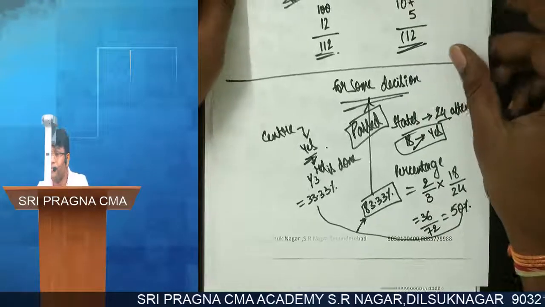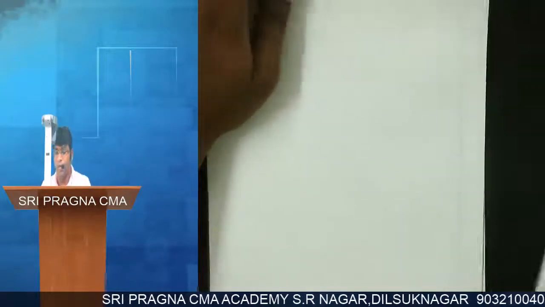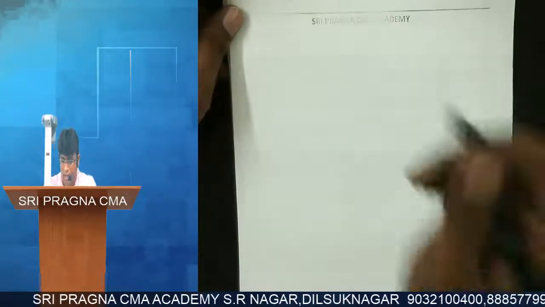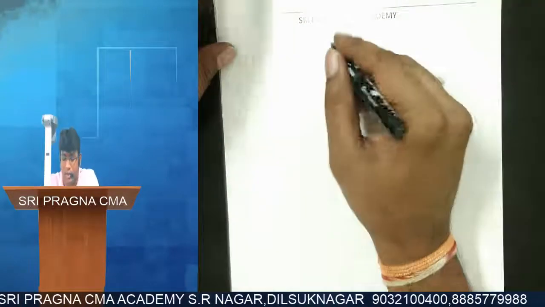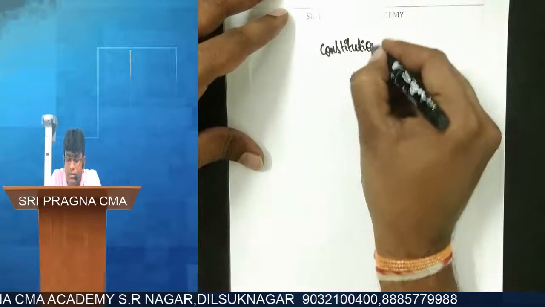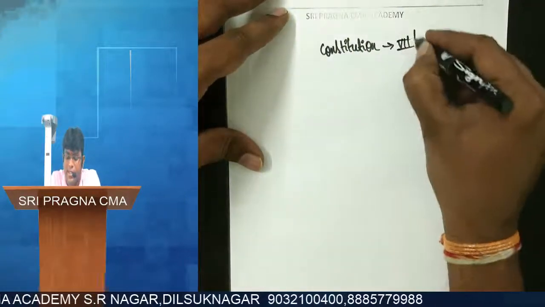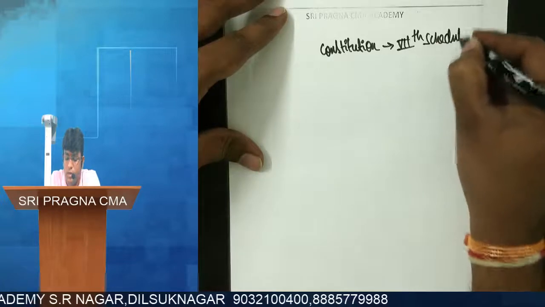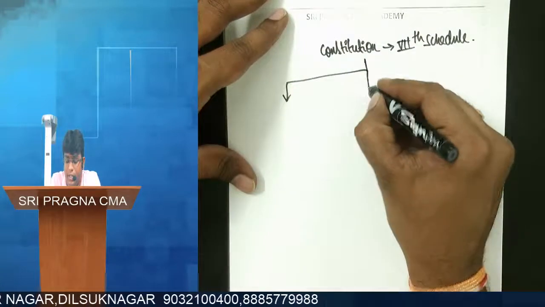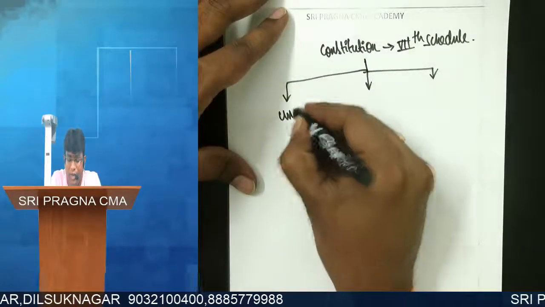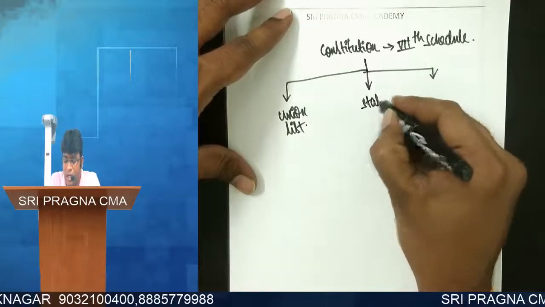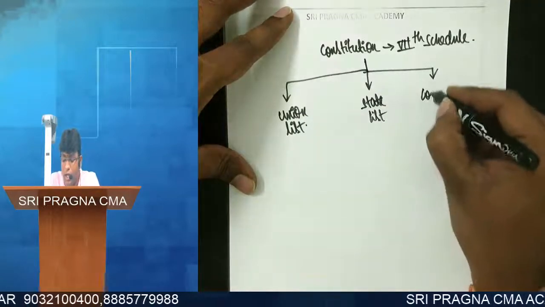So are we done? Everybody, right. A few more small concepts in the first topic, then we'll complete that. Basic concepts. An interesting concept: the Constitution, in its Seventh Schedule, has given three lists, which you would have heard for sure. Union list, state list, concurrent list.